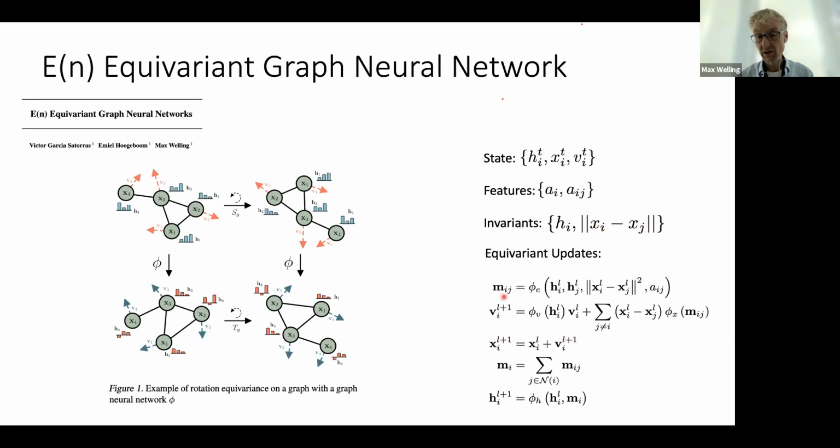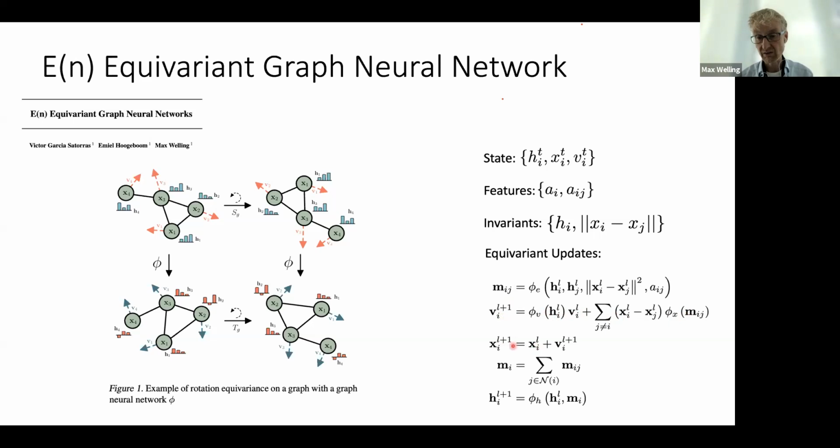So we compute for every pair of nodes a message that depends on hi and hj. That's exactly the same as in a graph neural net. But now we also have these distances that we're going to add. These are invariant. And we have our edge features. Now we compute an update for the velocity. We need that to be a vector, so it needs to transform like a vector. So we compute a phi, which is a function of the message, which is invariant by construction. And this phi is also invariant. And both phi and these difference vectors here transform like vectors. So then the sum of these things again transforms like a vector. So then v is a vector.